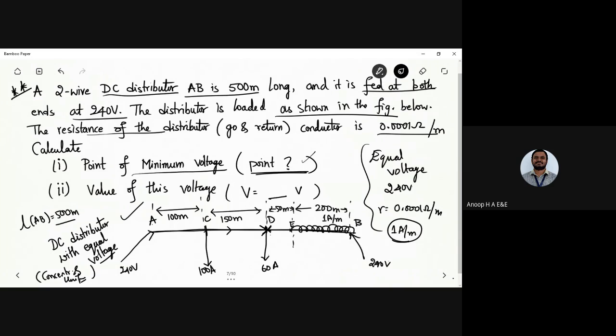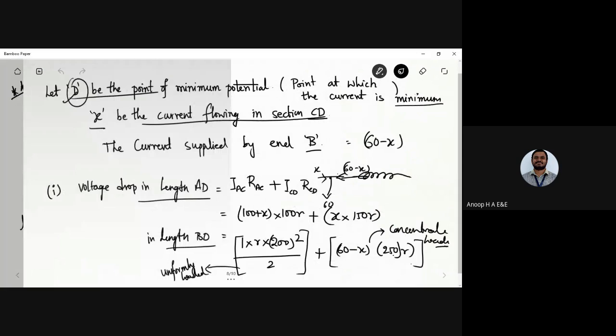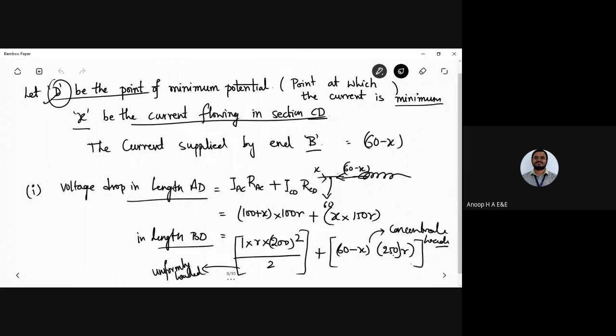In this section I have the current flowing, that is X. The current which would be flowing from the point B, after the uniform loading of 1 ampere per meter is crossed, will be 60 minus X in the section DE. EB is one more section that has only the uniform loading, and DE, CD and AC are all the concentrated loading.